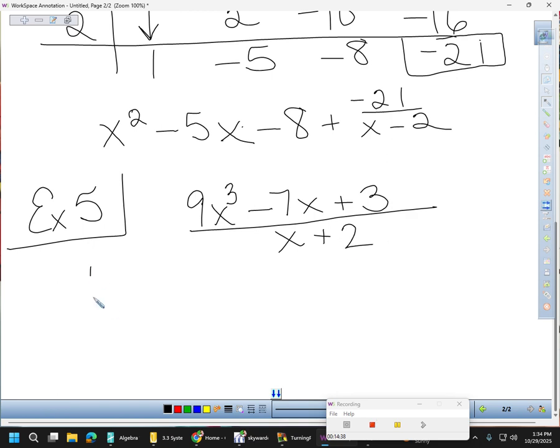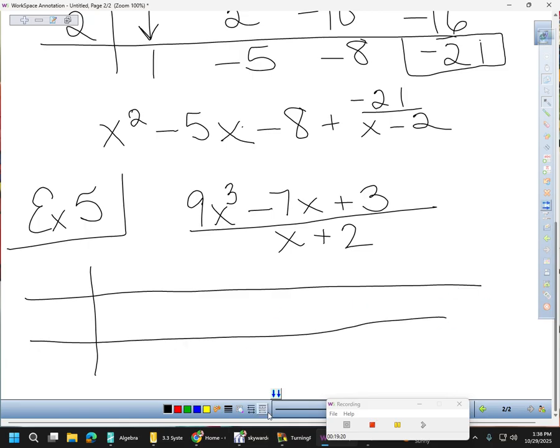All right, so we draw a long one-sided tic-tac-toe. Across the top are our coefficients. We have a 9x to the third. How many x squareds do we have? 0x squareds, right? There's no x squareds here. Minus 7x's plus 3. Correct. We have to set it to get the zero.